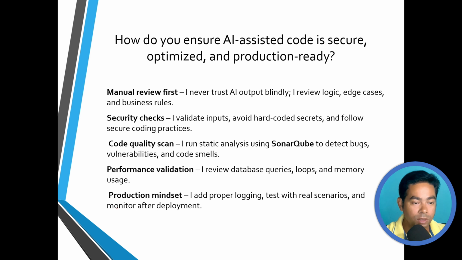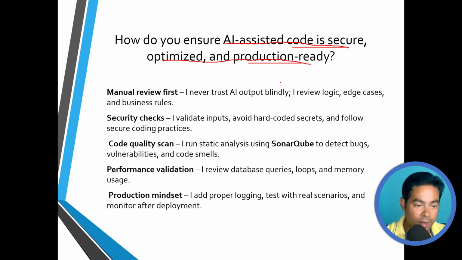Now they will ask, if you are using AI tools and you ask some queries and they fix some issues or give you some code, how will you ensure that the AI code is secure, optimized and production ready? That means whatever code the AI suggested, how will you validate that it is optimized, required for your application, production compatible, and as per your team's needs? All these things, how will you validate?